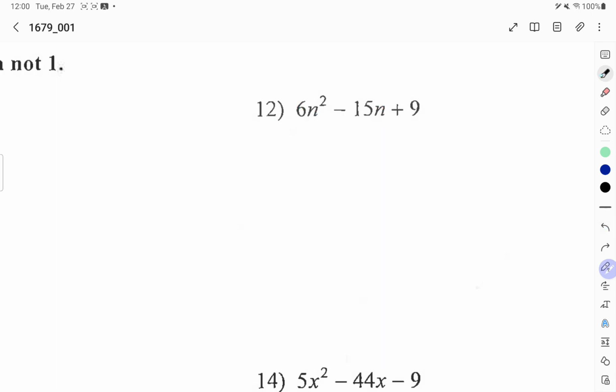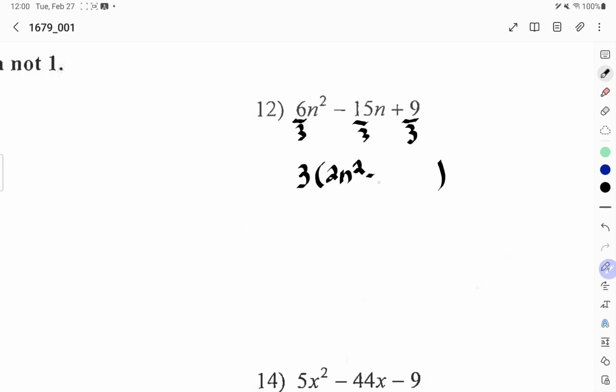And all of them are divisible by 3. So I can go ahead and divide all of them by 3. Okay, so that means I'm gonna be factoring it out. I'm going to be taking out a 3. We're going to start with a 3, and then we're going to go ahead and simplify the trinomial. So 6 divided by 3 is 2n squared.